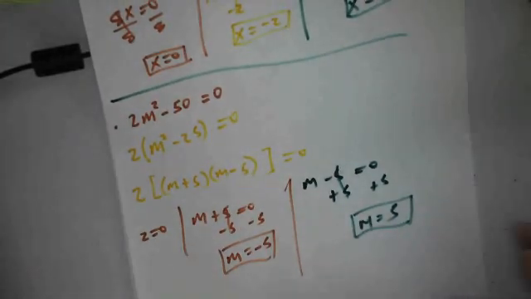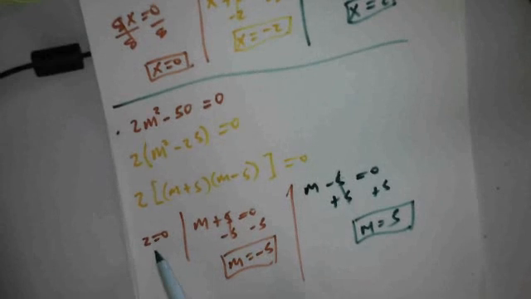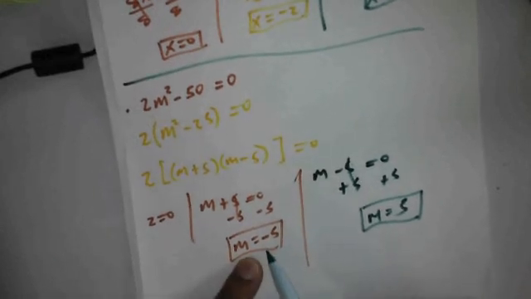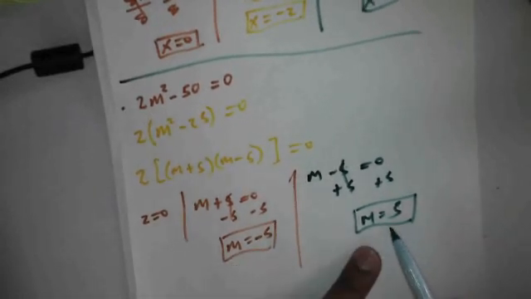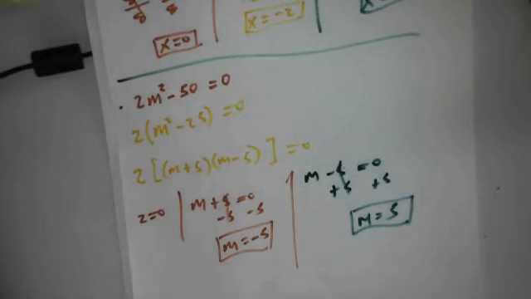Alright. So these are your three. This is no solution. This is one of the solutions, m equals negative 5, and the other solution is m equals 5. Okay? I hope you have learned more about solving quadratic equations.